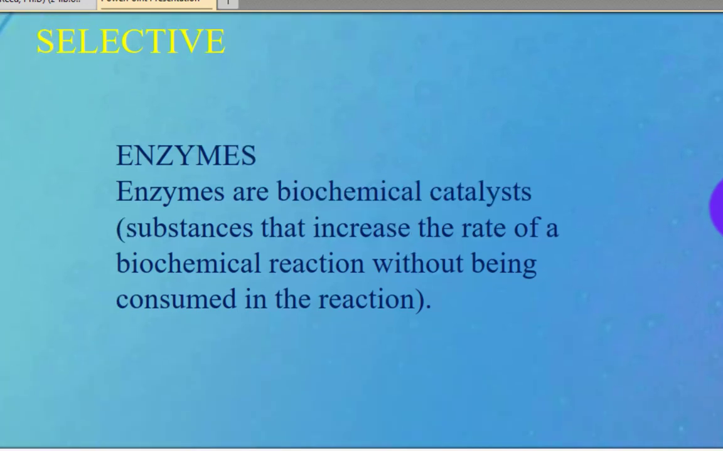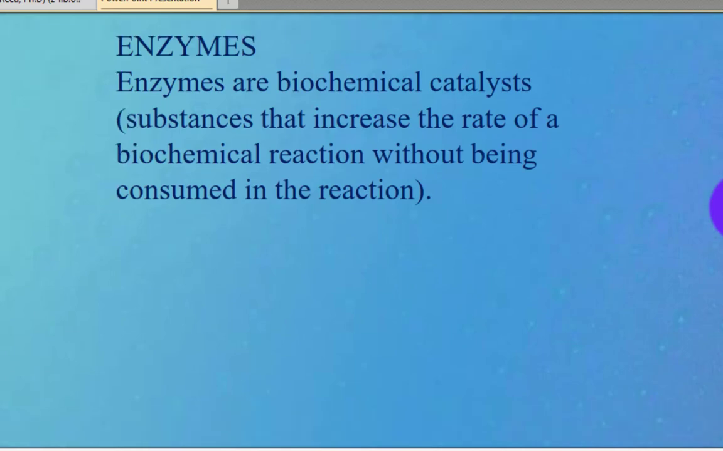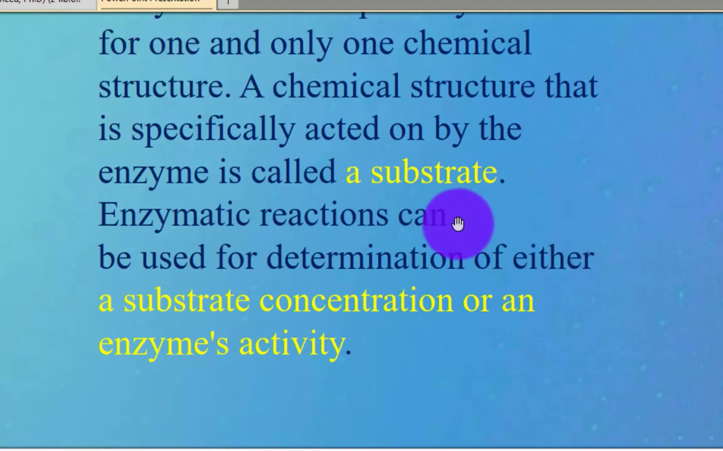Choosing methods that are highly selective. Enzymes are biochemical catalysts, substances that increase the rate of a biochemical reaction without being consumed in the reaction. They are often exquisitely selective for one or only one chemical structure. A chemical structure that is specifically acted on by the enzyme is called a substrate.